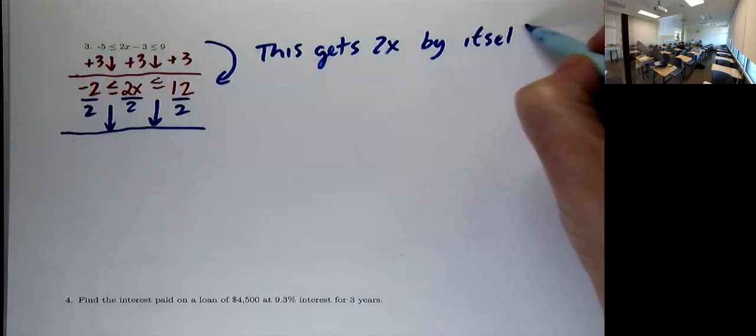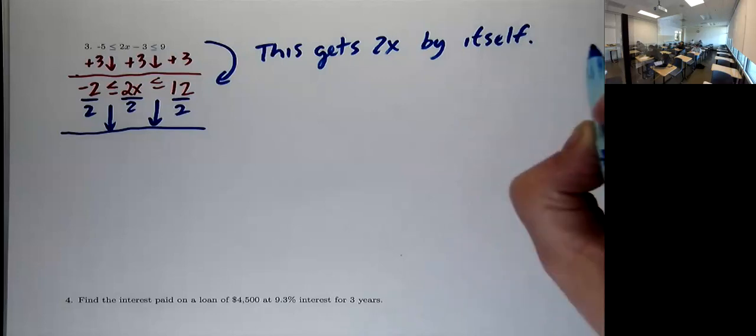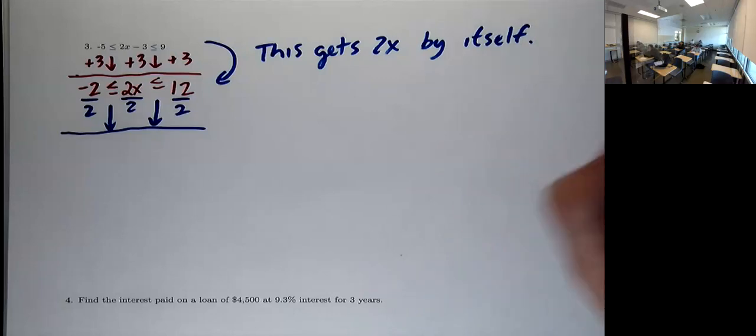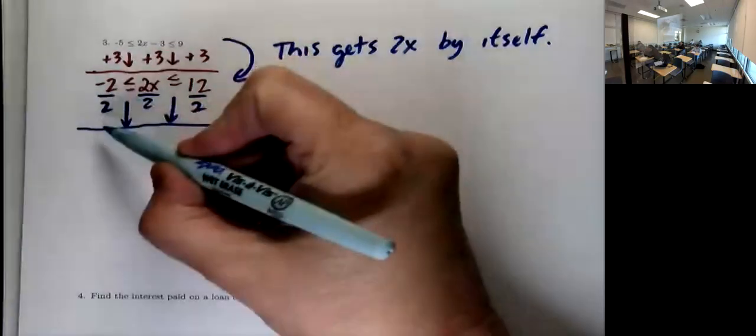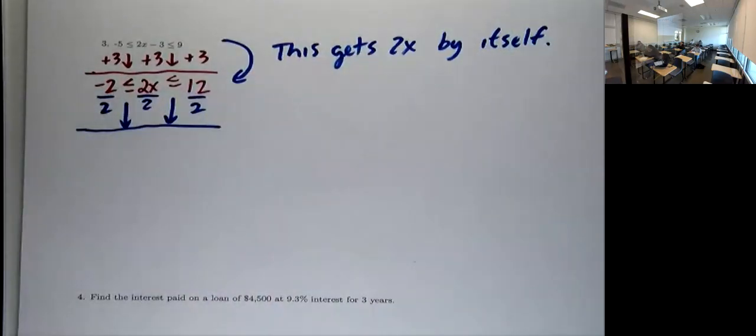Well, if you'd done it differently, as long as you get the right answer, it's fine. If you divide by 2 first, it gets hard or harder. You're working with fractions. Negative 2.